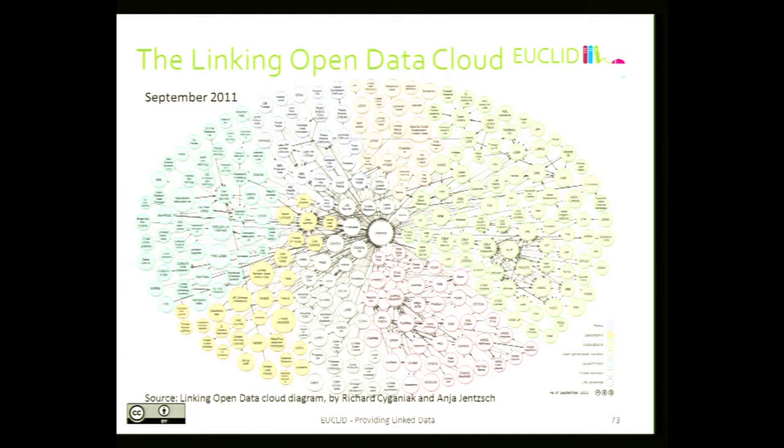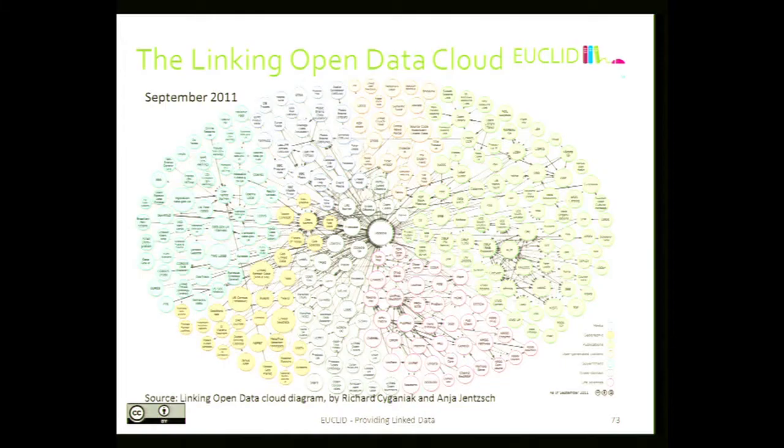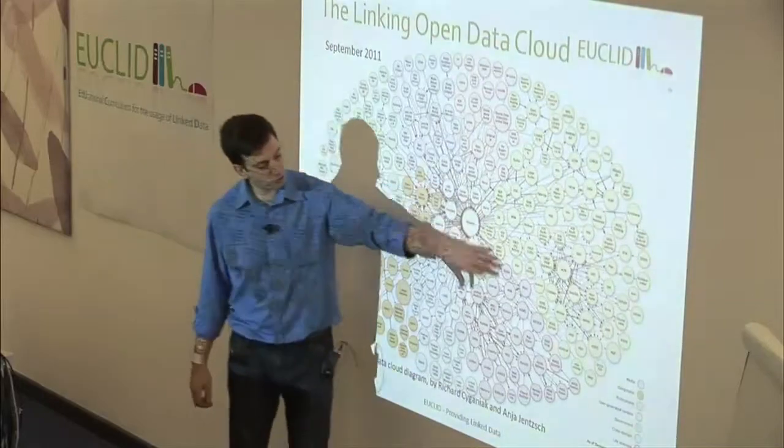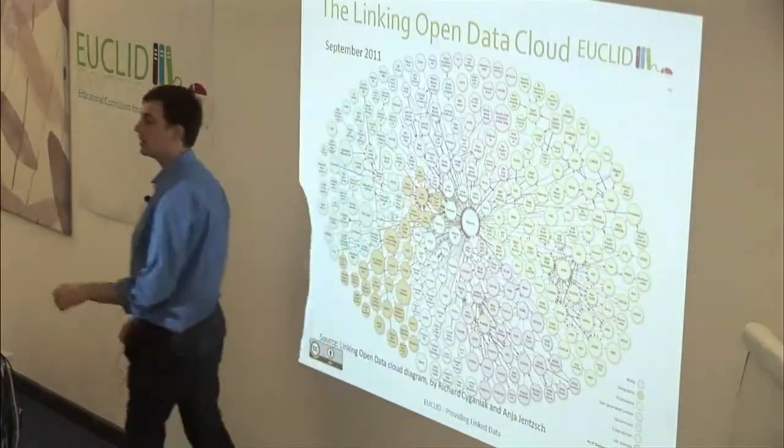So here is a representation of that cloud. It keeps getting bigger, keeps getting denser. The best way to understand it now is by the color coding down in the bottom right-hand side that says, for instance, this nice tranche down the cloud is the life sciences data. Okay, everything with that color.